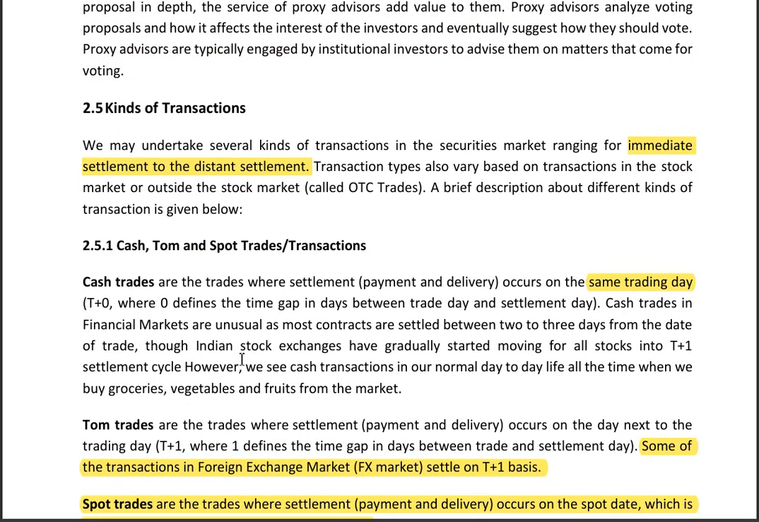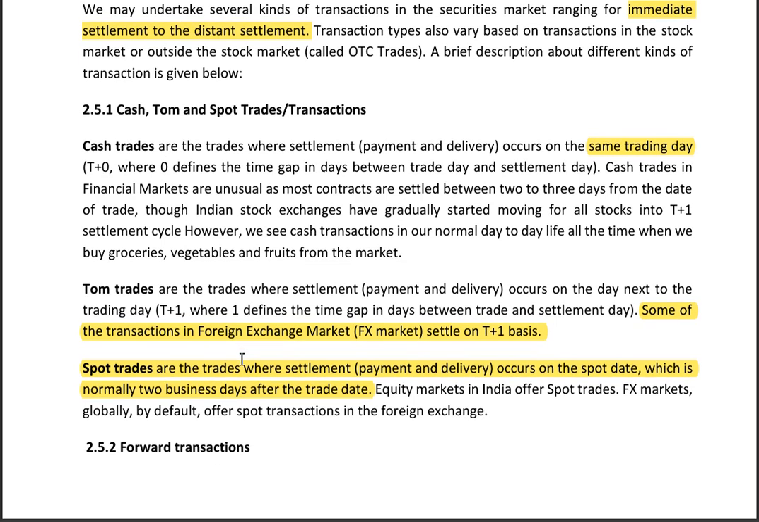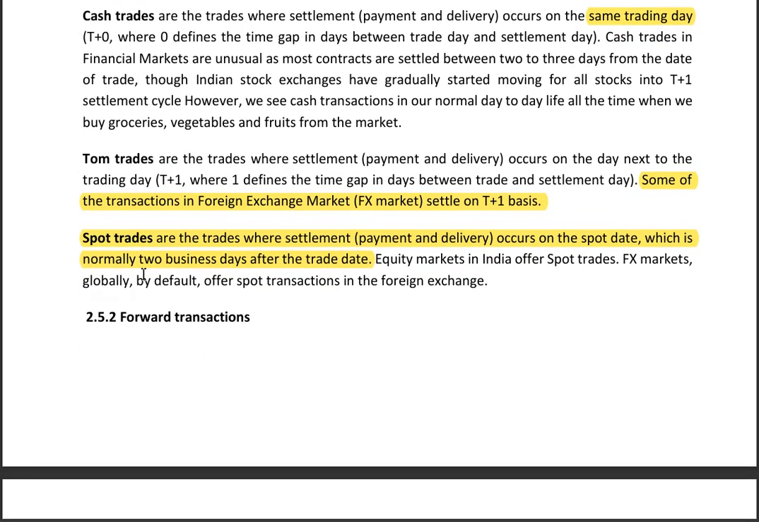Kinds of transactions. There are different kinds: cash, tom, spot trades. Cash trades are generally T plus 0 days, immediate settlement. When it comes to financial markets, it's generally T plus 1 day. Tom trades are where settlement occurs on the next trading day. Some of the transactions in the foreign exchange: spot trades are the trades where settlement occurs on a spot date, normally two business days after the trade date.